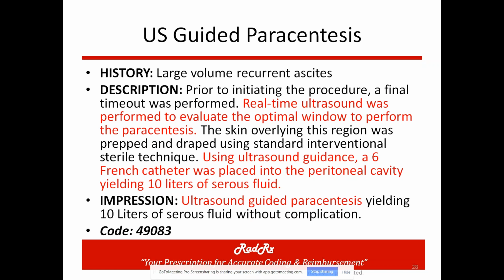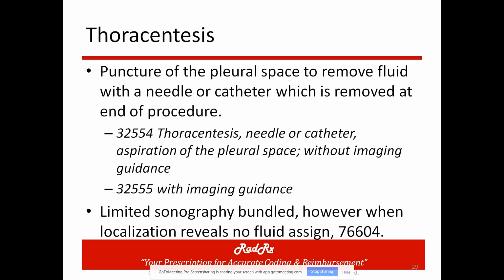So if you have a report and it doesn't indicate that a catheter has been left in place, let's say it's not clearly documented exactly what it was, that's what you'll want to look for. Did the patient leave with the catheter or did they not? If there isn't clear evidence that they left with the catheter in them, then it probably is going to be an aspiration procedure. So this one is very straightforward, an abdominal paracentesis, the 49083.